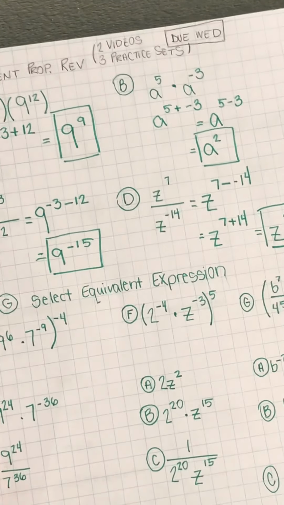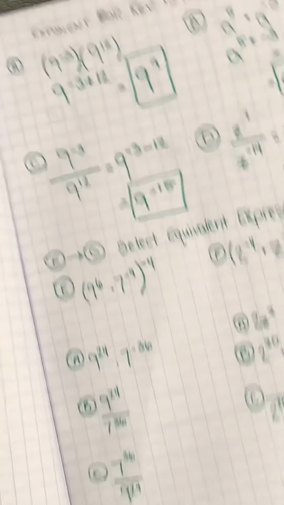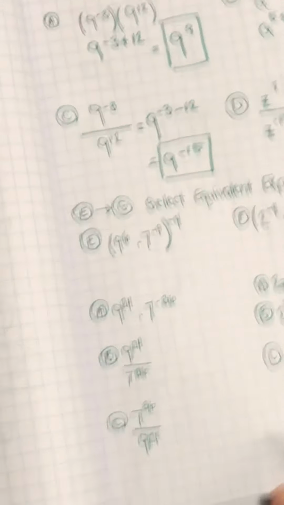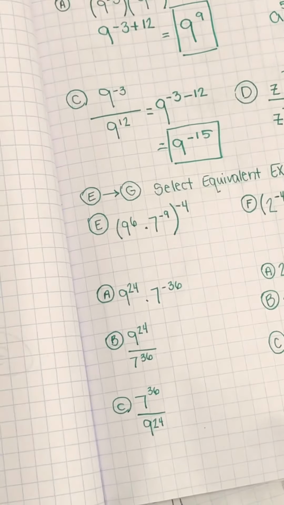All right, so for E, F, and G, it says select the equivalent expression. So let's try, let me get this camera adjusted a little bit. My tripod on my son's crane.